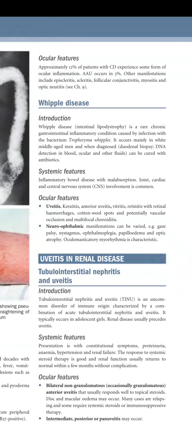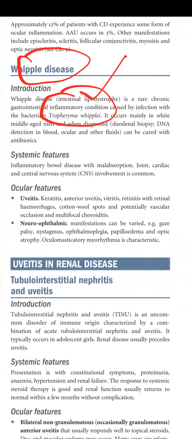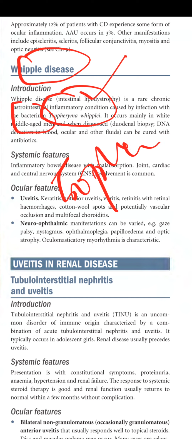Whipple disease. Whipple disease, intestinal lipodystrophy, is a rare chronic gastrointestinal inflammatory condition caused by infection with the bacterium Tropheryma whipplei. It occurs mainly in white middle-aged men, and when diagnosed by duodenal biopsy or DNA detection in blood, ocular and other fluids, it can be cured with antibiotics. So basically, this is a condition caused by the infection Tropheryma whipplei, it affects middle-aged men, and once diagnosed it can be cured with antibiotics.